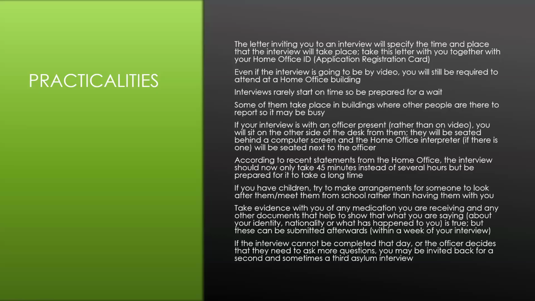Now, interviews rarely start on time, so be prepared for a wait. Aim to get there half an hour before they say the interview is due to start, but be prepared for a wait until later on. They only allow a certain amount of time for these interviews because they've scheduled several interviews through the day. They only got your room, for example, for 2 hours, so they shouldn't be too late starting, but nevertheless, there might be some delay. Some of these interviews take place in buildings where other people are there to report, and it may be busy.